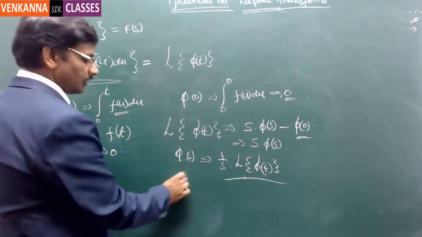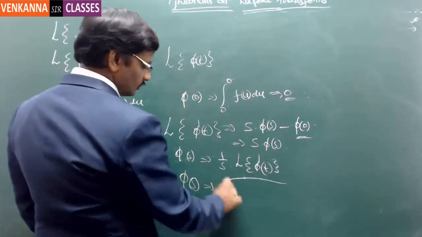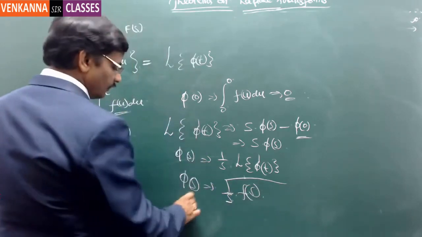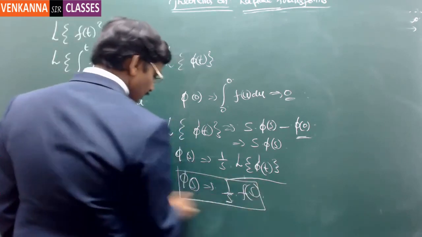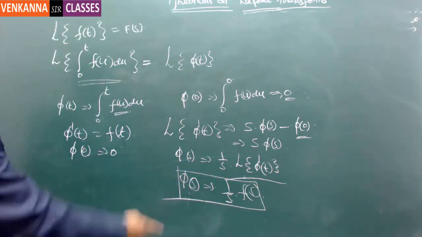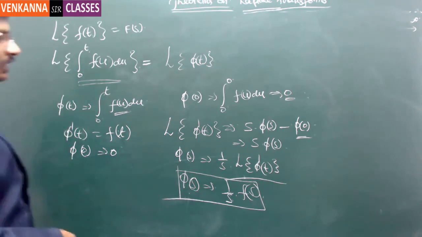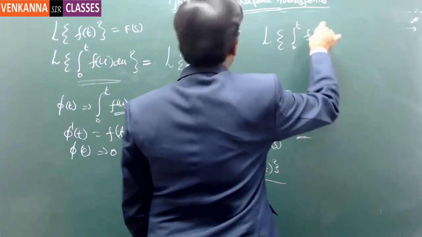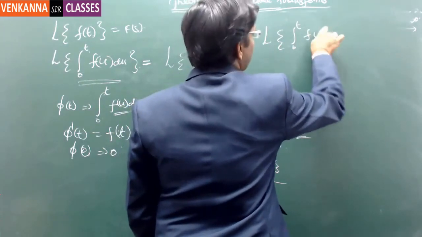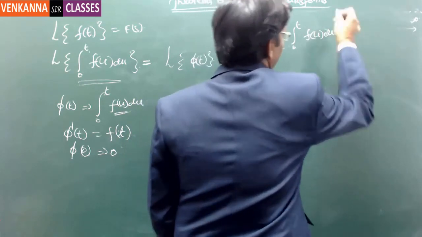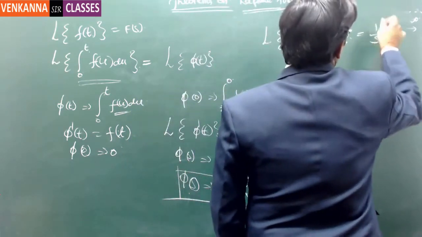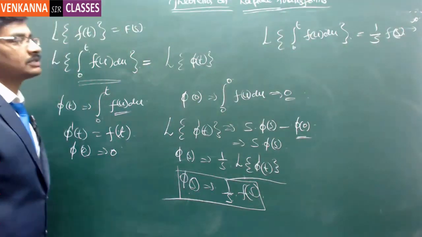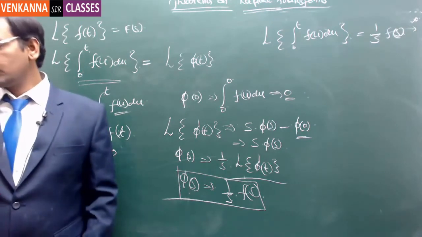So actually, if you want, you can put it in this format also. Phi of s is equal to 1 by s times, this is the f of s. This way, phi of s is equal to 1 by s times f of s. Now, phi of s is nothing but the Laplace transform of integral 0 to t f of u du. This is phi of s. So this is equal to 1 by s times f of s. This is finding the Laplace transform for an integral function. Got it?